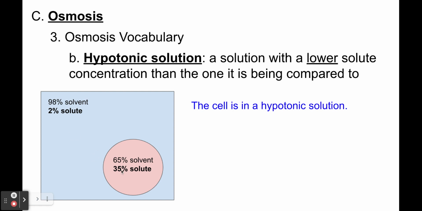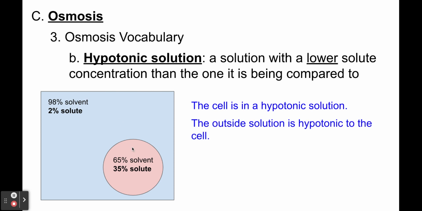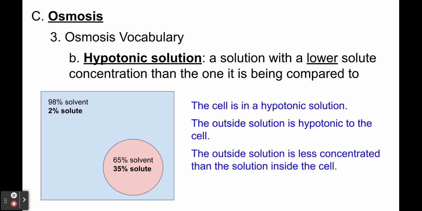Look at the solute concentrations. The solute concentration on the outside is lower. So the cell is in a hypotonic solution. I could also say the outside solution is hypotonic to the cell. Or I could describe it. The outside solution is less concentrated than the solution inside the cell.